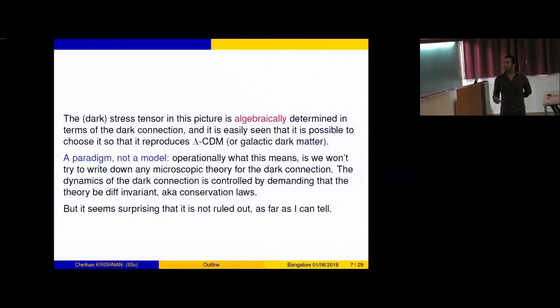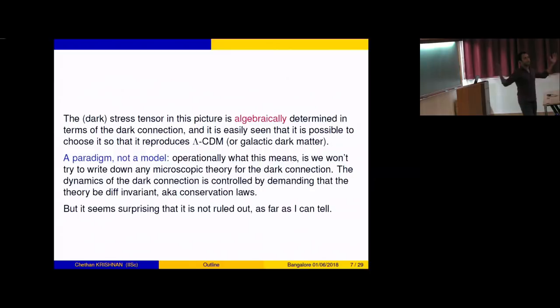So moving on. The dark stress tensor in this picture is algebraically determined in terms of the dark connection. I'll explain what the dark connection precisely is. And it is easily seen that it is possible to choose it so that it reproduces the lambda CDM or galactic dark matter. One thing I want to emphasize is that I'm just stating this as a possible paradigm. I meant what I said in the title, which is that it is a scenario where it seems like maybe there is something that can be explored. I'm definitely not offering a specific theory which gives us the lambda CDM stress tensor.